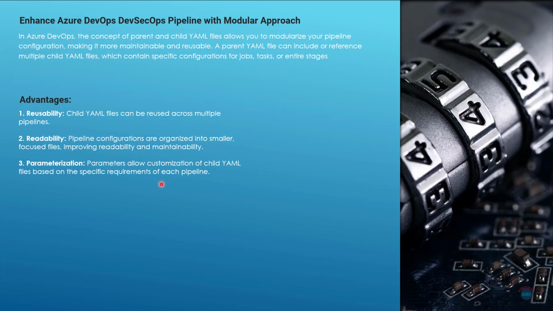For example, you can pass an environment variable like the dev environment or the production environment, and change the behavior of your child YAML file. So this is called parameterization. We will see one use of parameterization in our practical demo as well. Let's first see how it will change our existing pipeline structure. So let's move to the next slide.